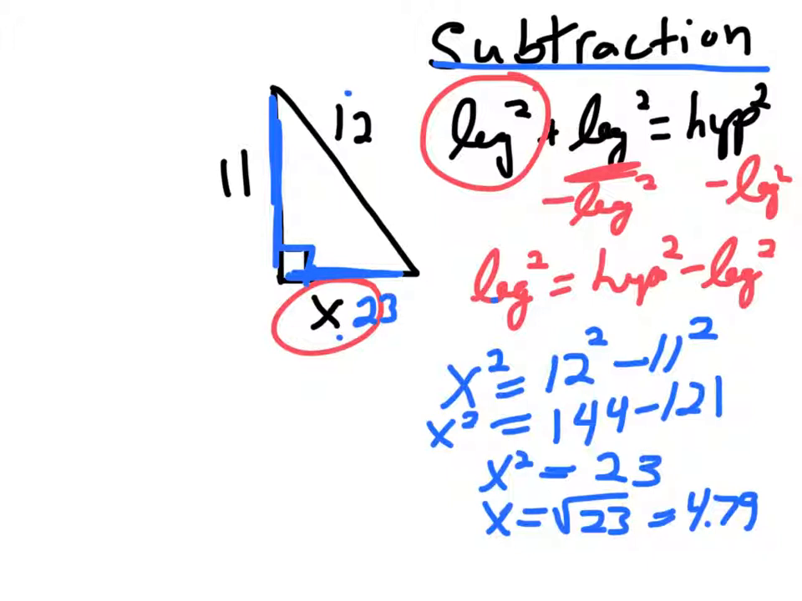Remember, this is an irrational square root because it's not a perfect square. So we get a big long decimal number. Usually we round to the tenths. So in this case, 4.79, we would say that this is going to be about 4.8.